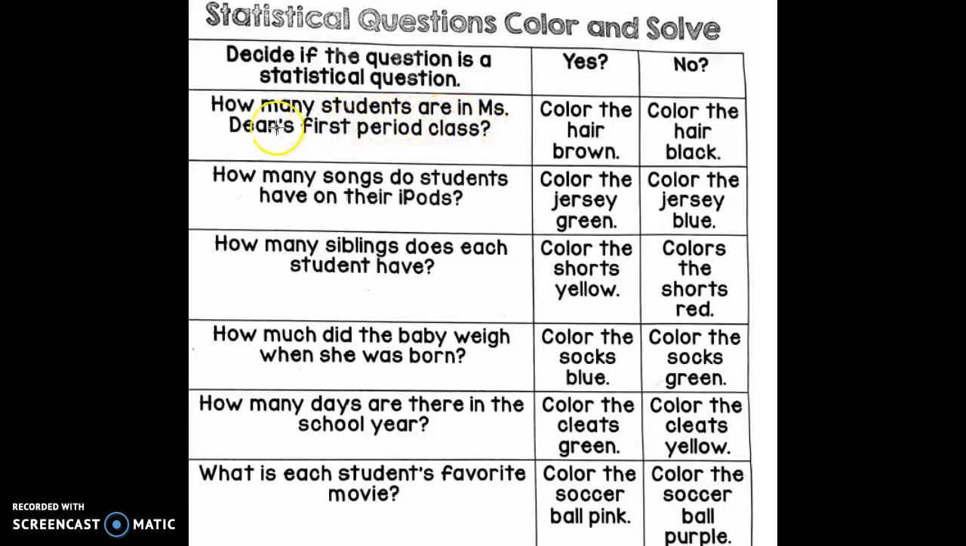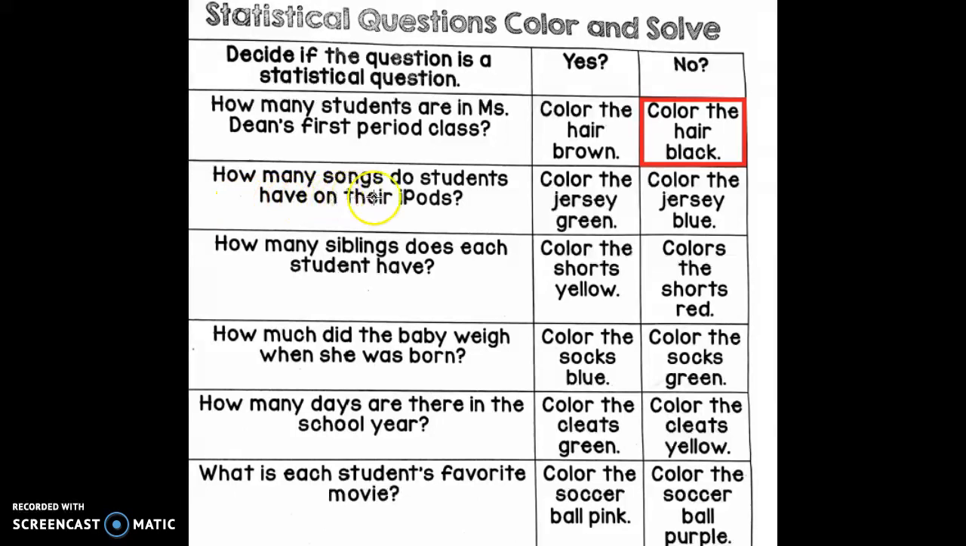How many students are in Miss Dean's first period class? So can that be more than one answer, or is it going to be the same every time? It's going to be the same, right? Her first period class, there's always going to be a certain amount on the roll sheet. So we know that it's going to be one answer. Like we can get an answer. So no, it is not statistical because there's only one answer.